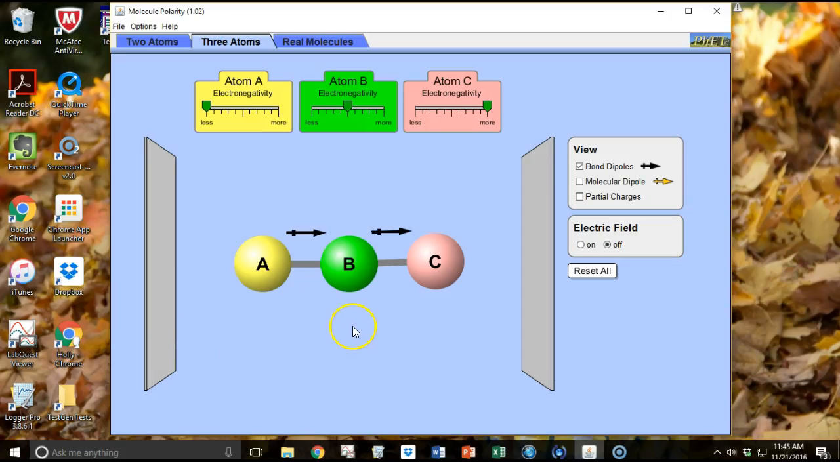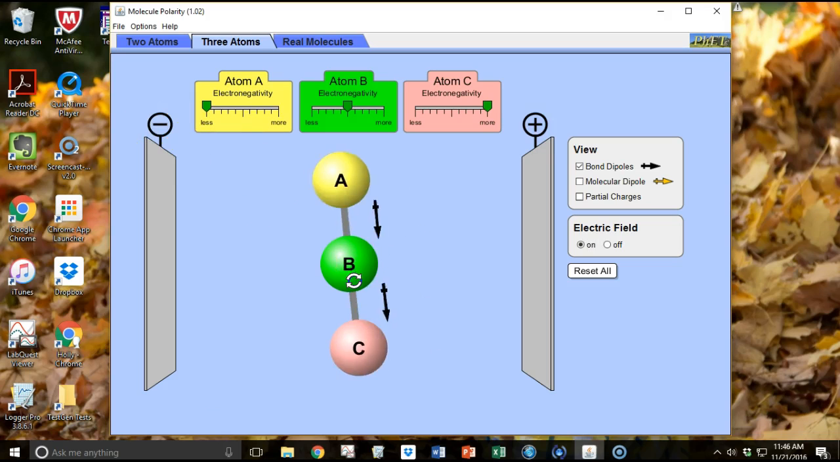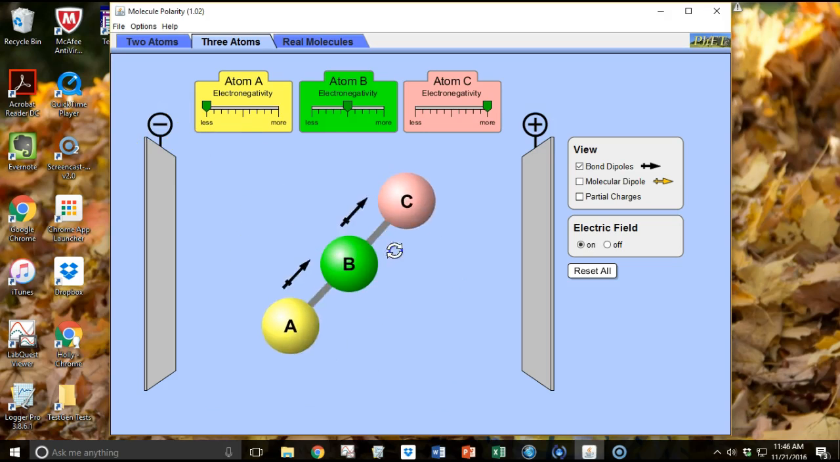Okay, we're going to look at worksheet G, the molecular polarity simulation. I've got the first molecule set up here, and it looks pretty linear. Notice the greatest electronegativity is actually on C, so you can see the adjustments here. We're going to watch what happens when we turn on this field. Right now, there's the positive side and the negative side. Let's spin this around to see if anything happens.